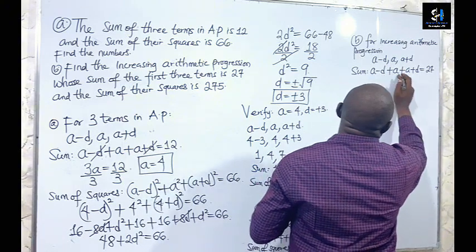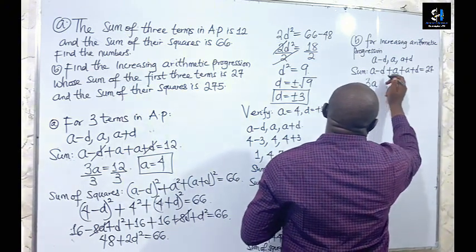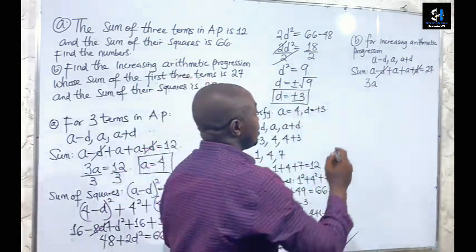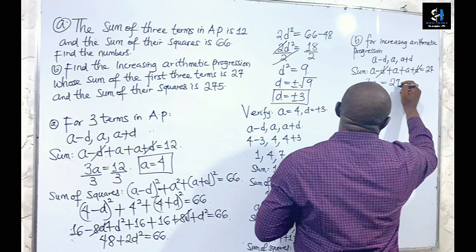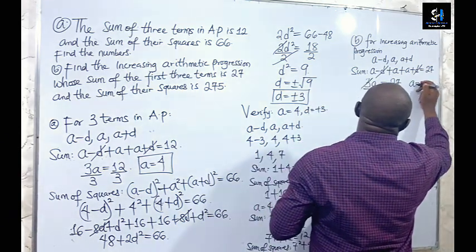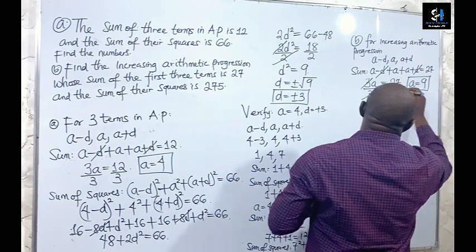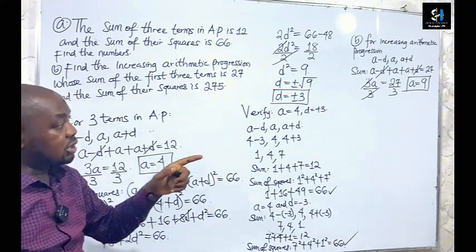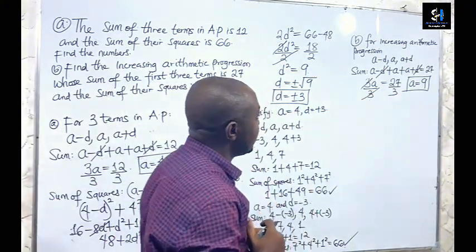Let's add this together. We have a plus a plus a, this will be 3a. Then negative d plus d will be 0. So 3a is equal to 27. If we divide both sides by 3, the value of a will be 9 in this case. For the first one, we got the value of a to be 4, but in this case, the value of a is 9.